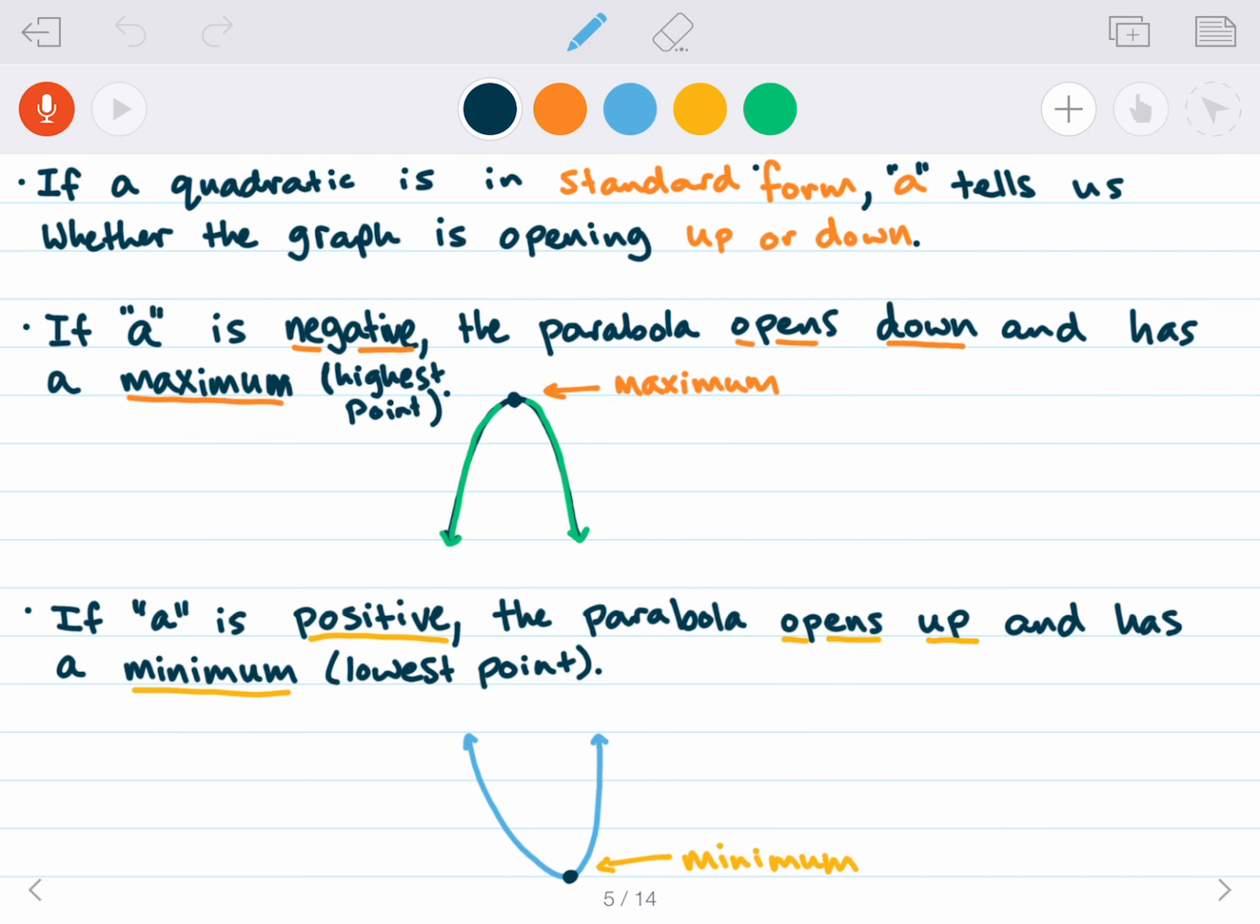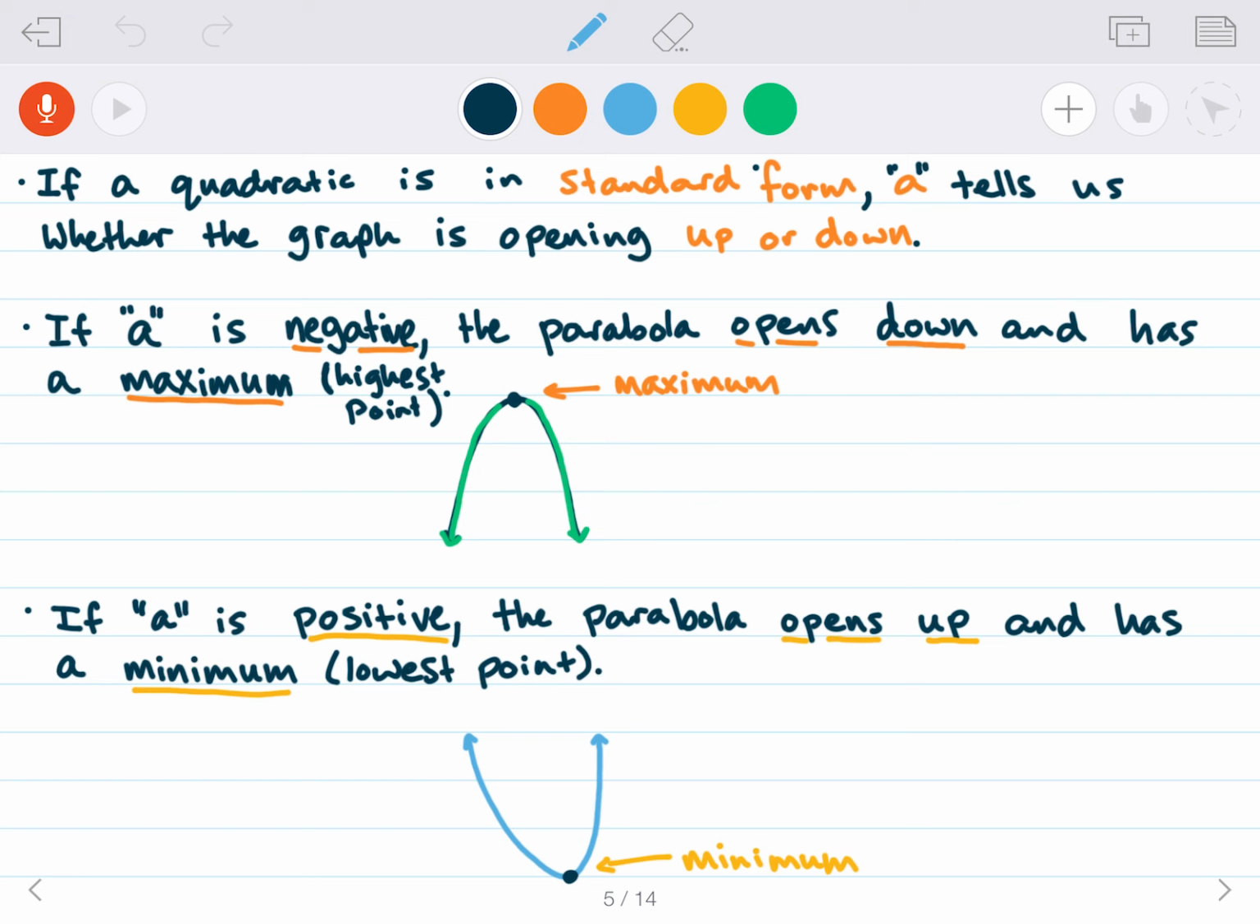Okay, so these letters in standard form, A, B, and C, tell us something about what the graph looks like. Now, we're not going to talk about B today, but we are going to talk about A and C. So what does A tell us in standard form? It tells us whether the graph is opening up or down.